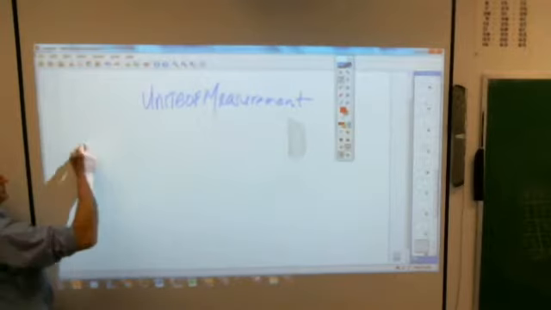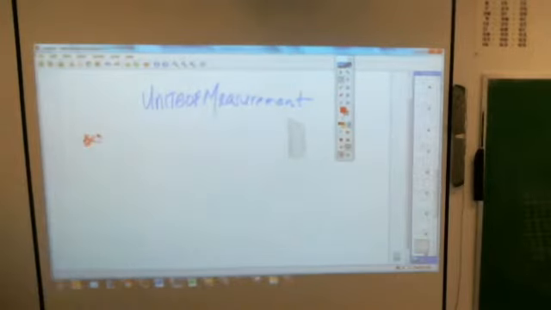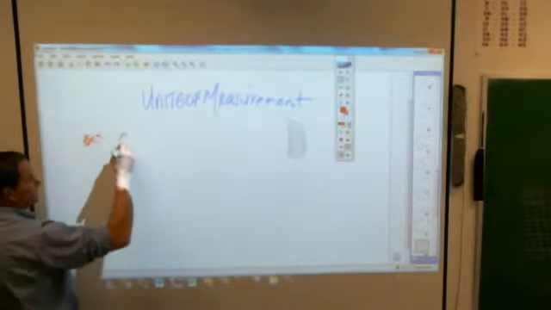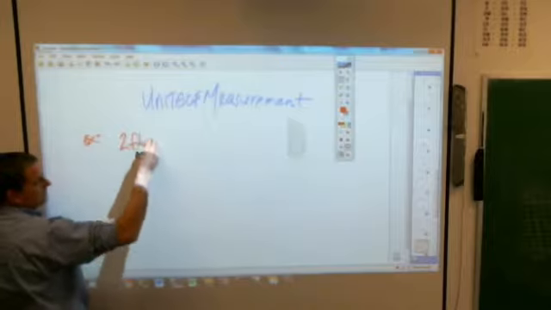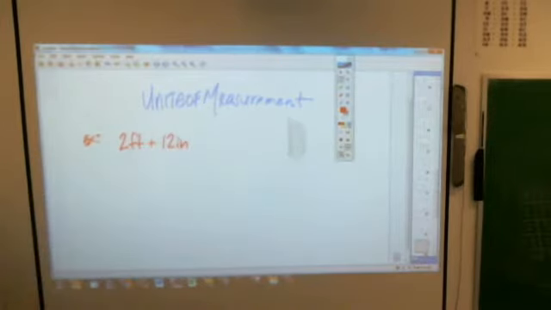Write down these examples and we'll just kind of talk about them as they come up here. The first example is 2 feet plus 12 inches.